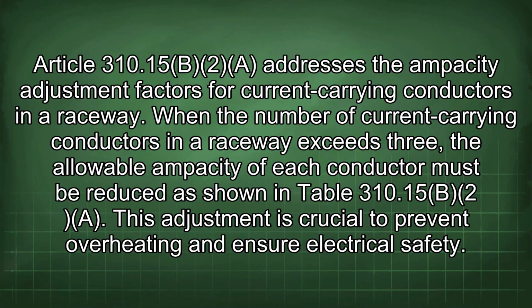Article 310.13b2 addresses the ampacity adjustment factors for current carrying conductors in a raceway. When the number of current carrying conductors in a raceway exceeds 3, the allowable ampacity of each conductor must be reduced as shown in Table 310.15b2a. This adjustment is crucial to prevent overheating and ensure electrical safety.